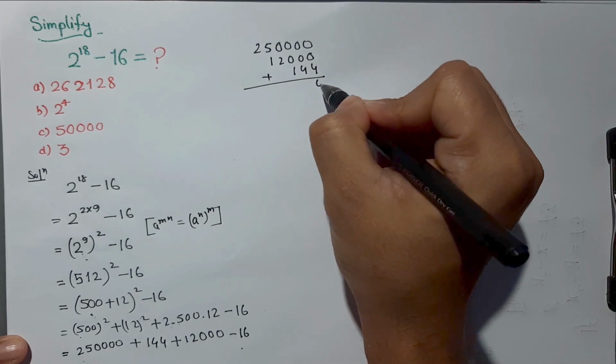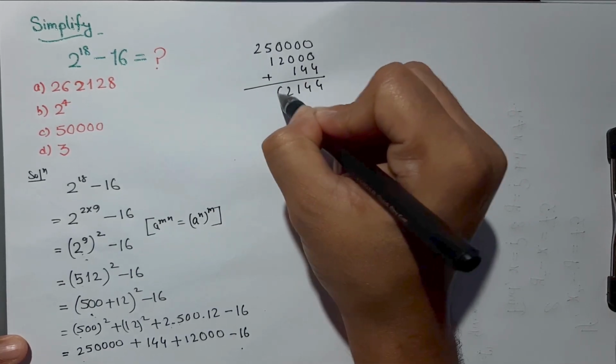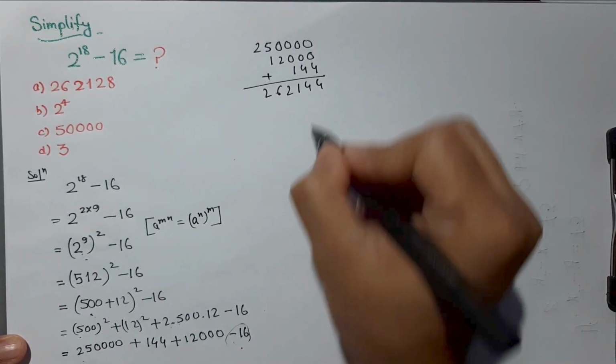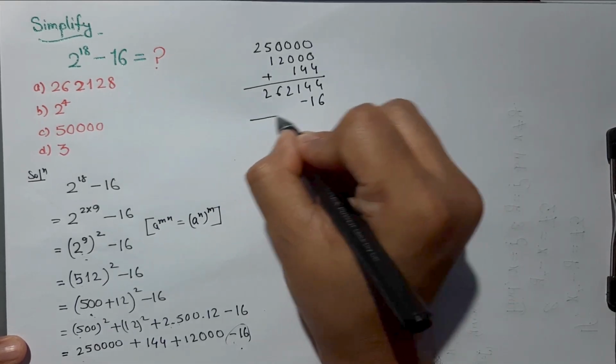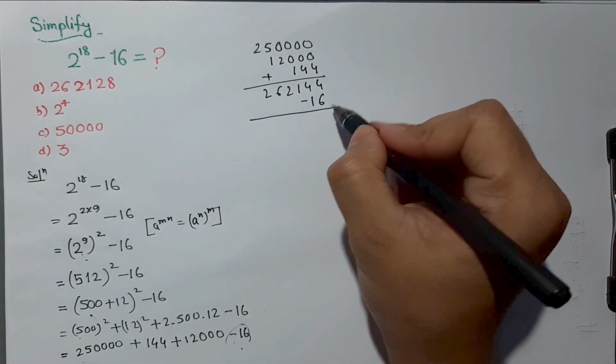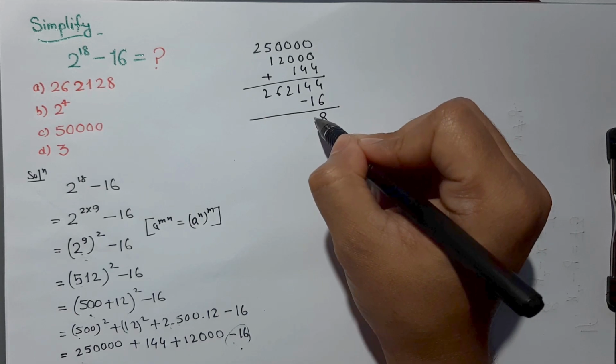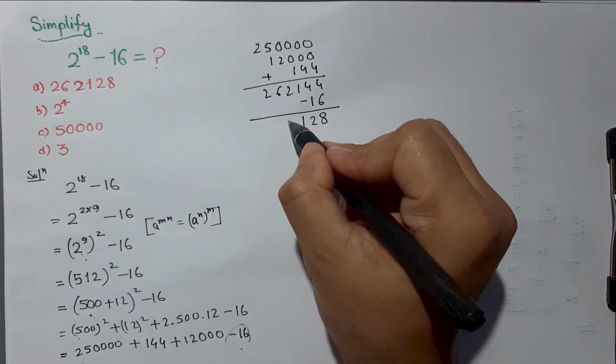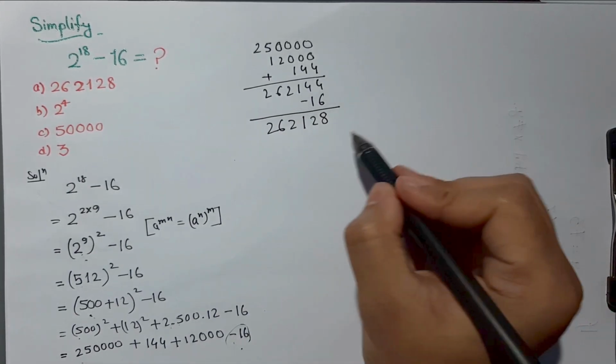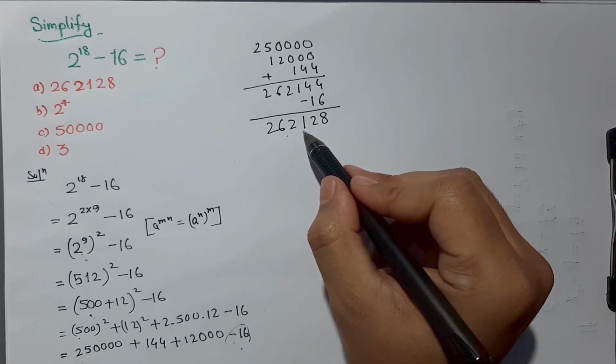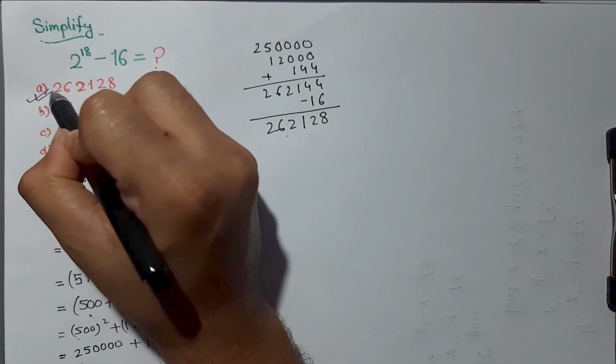How much will you get? 262144, and now subtract 16: 14 minus 6 will be 8, 3 minus 1 will be 2, so we get 262128. So the answer is 262128, option A.